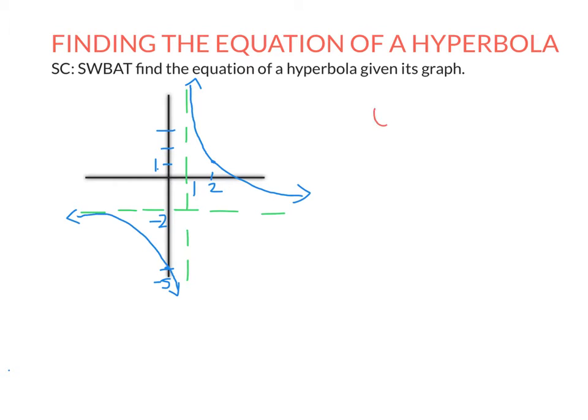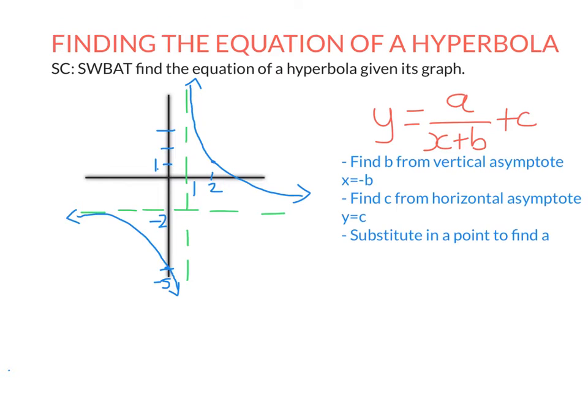Now, we know the graph of any hyperbola can be written as y equals a over x plus b, plus c. Remember from the previous video that b and c tell us the asymptotes of this graph. So what we're going to do is find b and c from the asymptotes of the graph and then find a by substituting in a point.